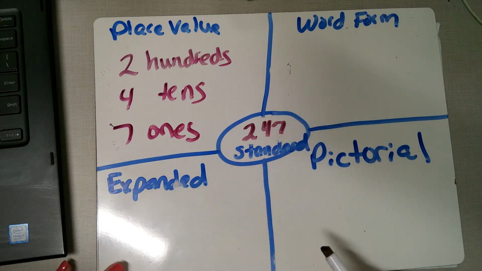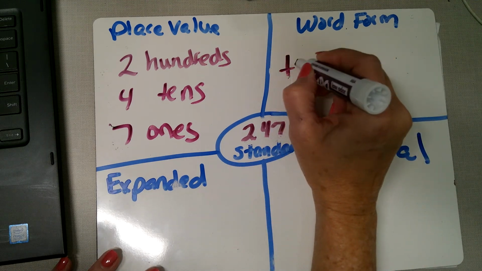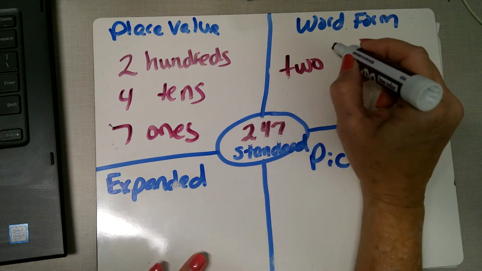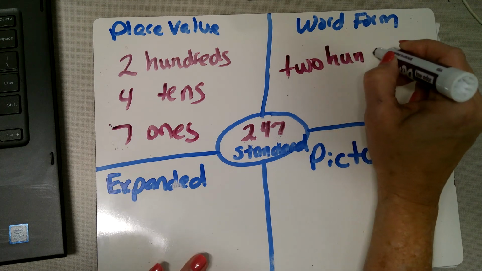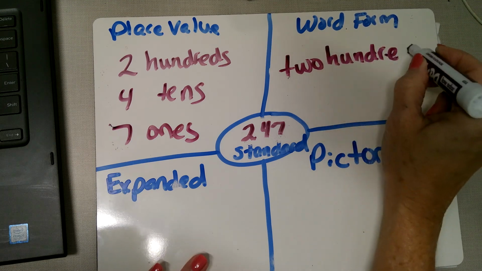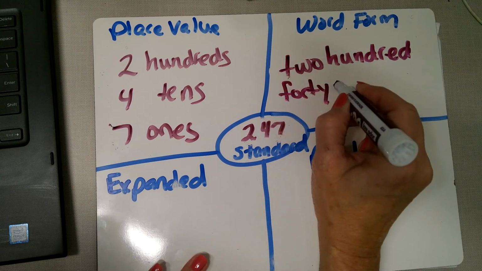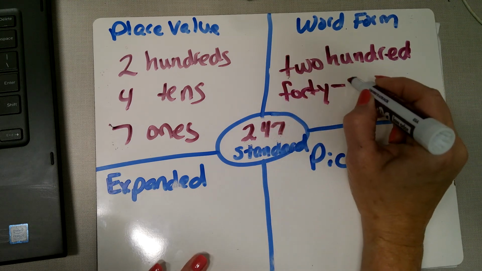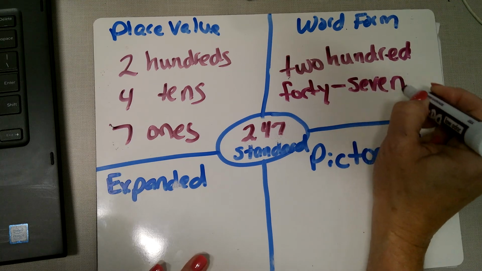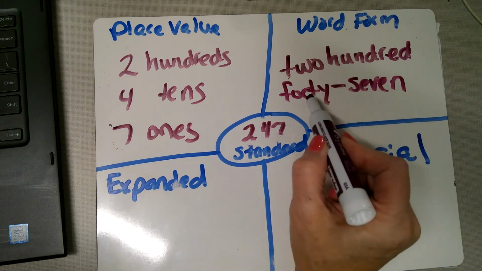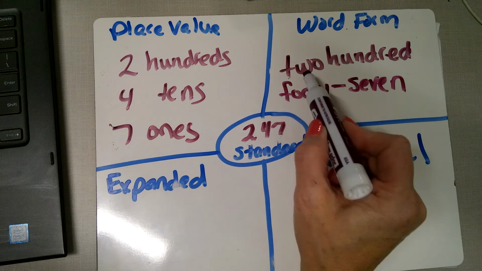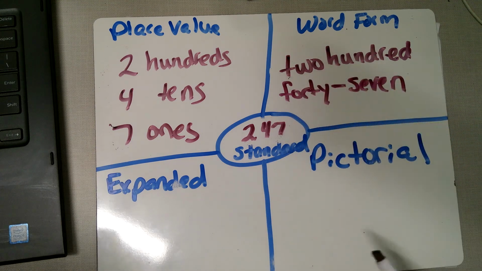I can write it in words. And remember, when we use words, we don't use the word "and" when we're saying numbers. We say two hundred forty-seven. We don't say "and." Two hundred forty, and then look what happens between the tens and ones, forty-seven. Whenever we write numbers, there's a dash that goes between the tens and the ones. So I would write two hundred forty-seven.